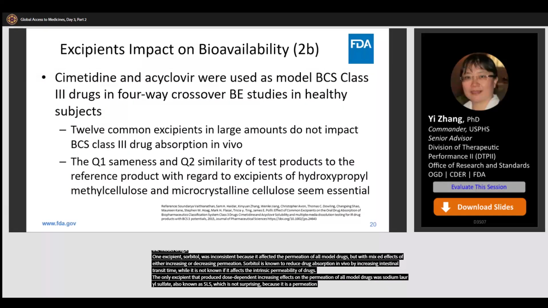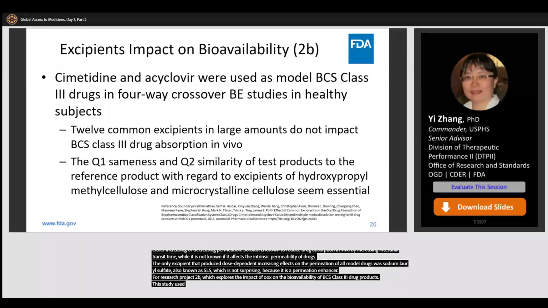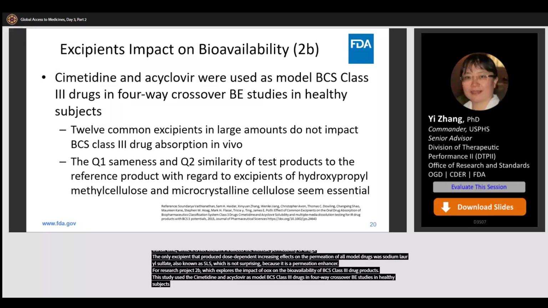For research project 2B, which explores the impact of excipients on the bioavailability of BCS Class 3 drug products. This study used cimetidine and acyclovir as model BCS Class 3 drugs in 4-week crossover bioequivalence studies in healthy subjects. The study was to evaluate the impact of larger than conventional amounts of 14 commonly used excipients on the absorption of BCS Class 3 drugs.